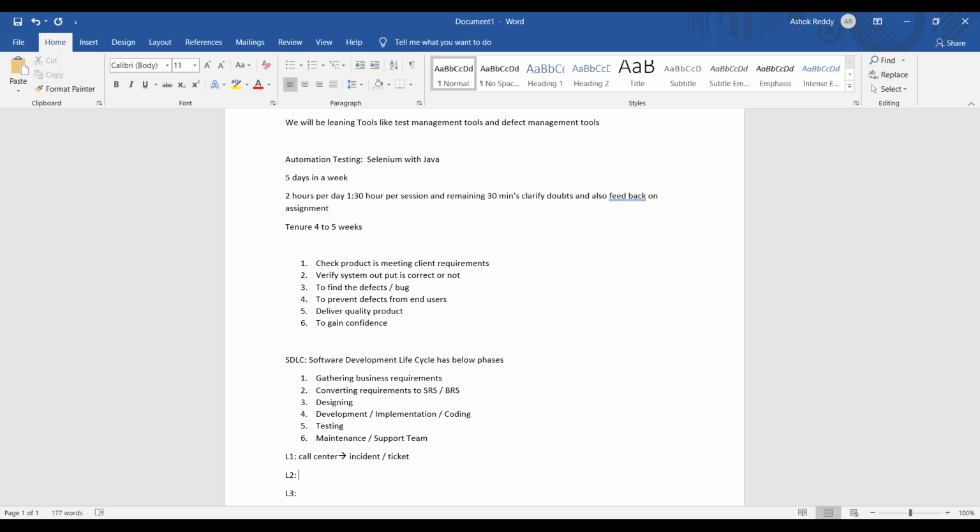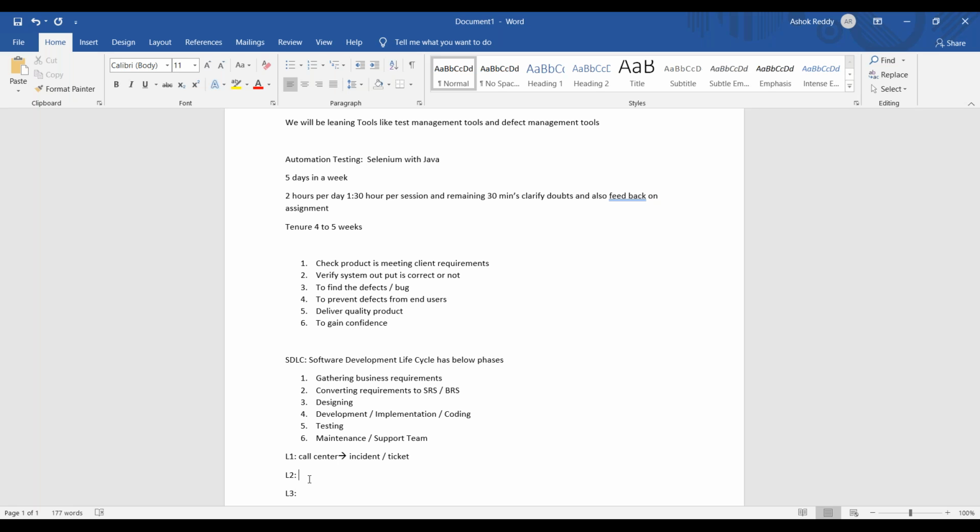Once L2 does the analysis, let me take an example of an online banking transfer. Say you transfer $1,000 to me, so 1,000 dollars or rupees, and I got 1,000 only into my account, but in your account 10,000 is deducted. This person is going to log in and verify your account details. Is it really 10,000 deducted, or did you overlook it by mistake? If it is 10,000 deducted, this person is going to raise a defect, which was missed in the testing.